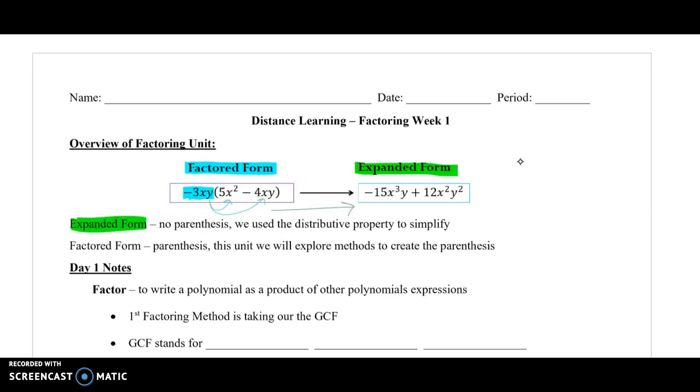We used the distributive property, like what I was just showing you up here, in order to simplify. Factored form still has the parentheses in it. It's in this unit that we're going to start to look at how we can get back to factored form. We're going to be doing everything opposite, going from expanded back to factored form. So that's what this entire unit is going to be focused on. How can we take something that's been expanded, distributed, and simplified, and get it back to the way it was before we had done that?